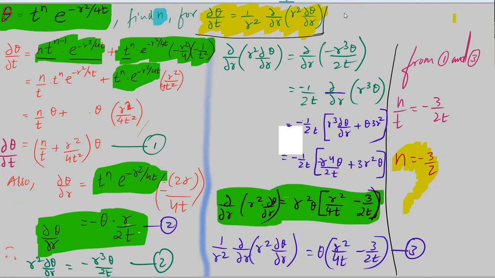Again, if you multiply both sides by r square. Now you may ask why you are doing that. In the question there is r square ∂theta by ∂r. So that's why I am multiplying both sides by r square. So I got equation 2 in green color.